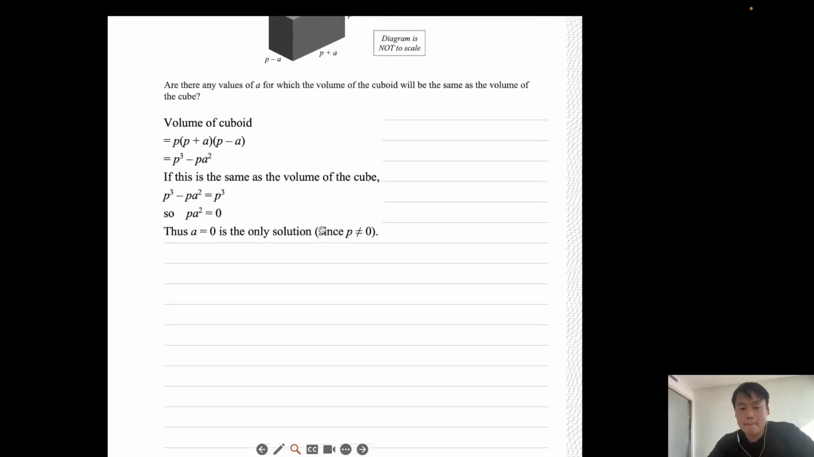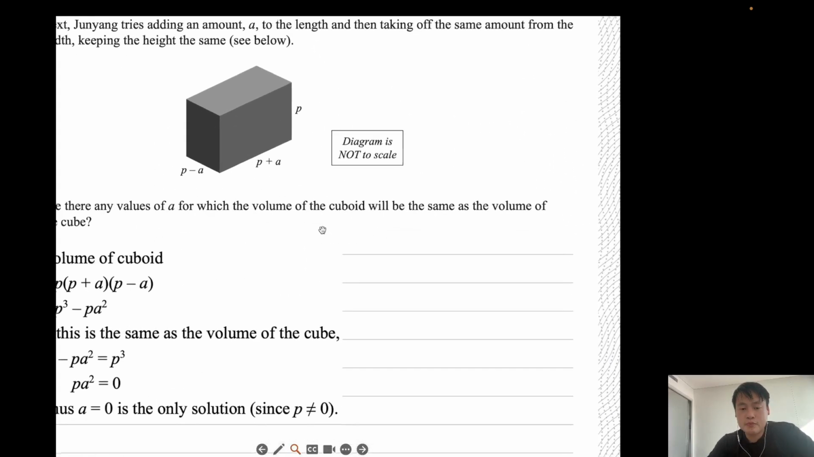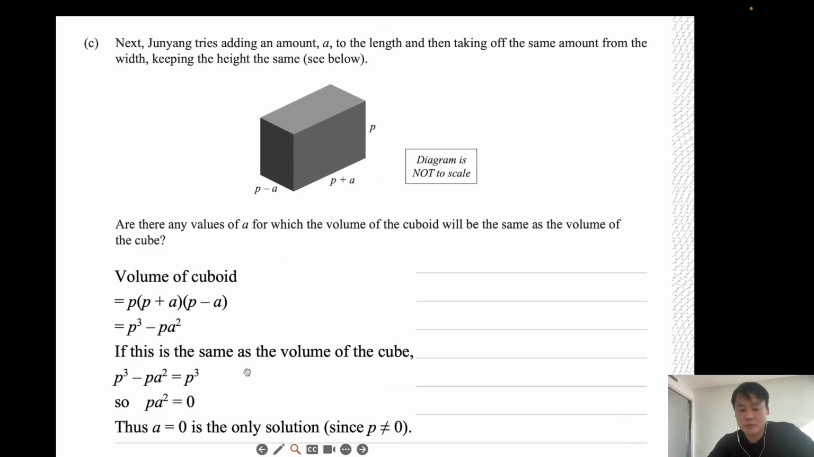And now, so does that prove, are there any values of A? Of course. A is equal to 0. It makes it true, doesn't it?